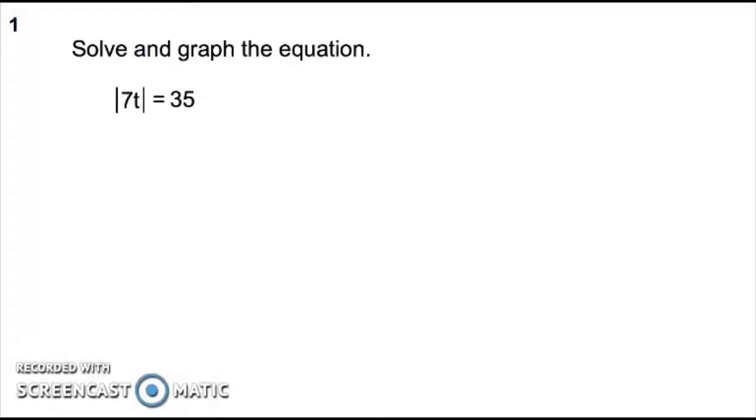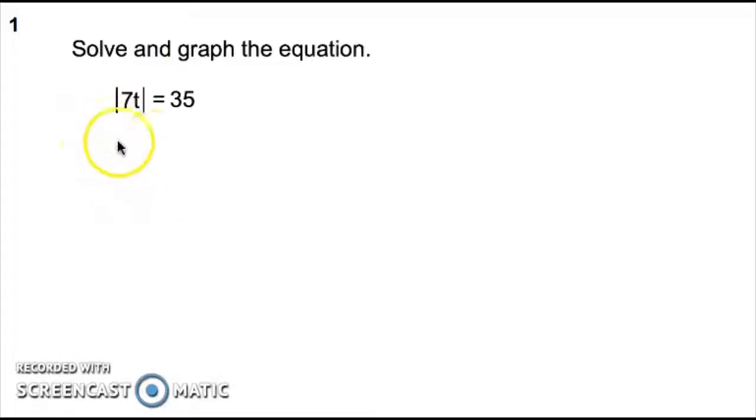Number 1, solve and graph the equation. So the first thing we've got to look for is what numbers have an absolute value of 35. Now, absolute value is the distance a number is from 0. The two numbers that have an absolute value of 35 are 35 and negative 35. So we've got to write two equations.